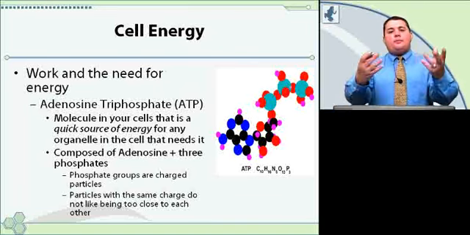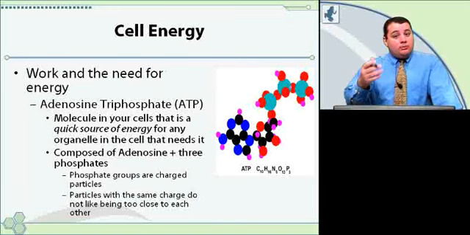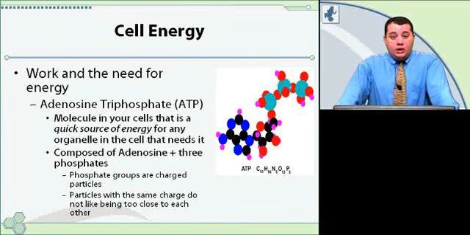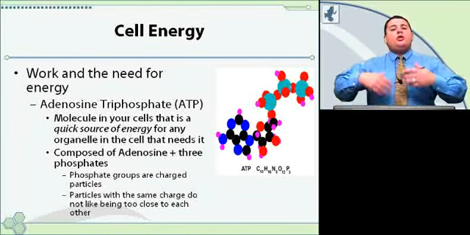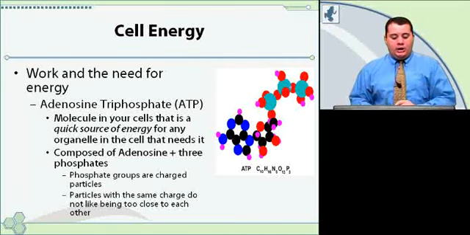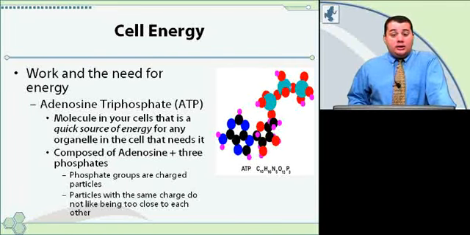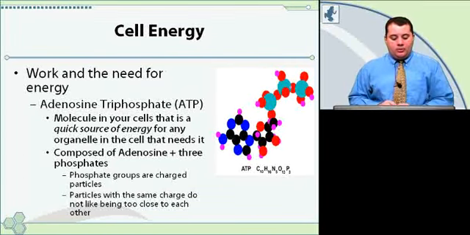ATP is sort of like the battery of a cell. It is the molecule that stores the energy that is used during the processes that the cell undertakes. It is the quick source of energy for any organelle in the cell that needs it.